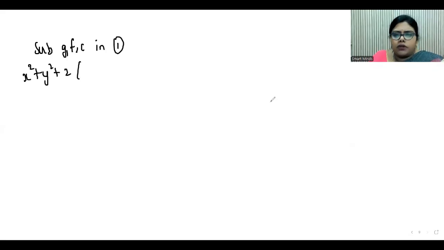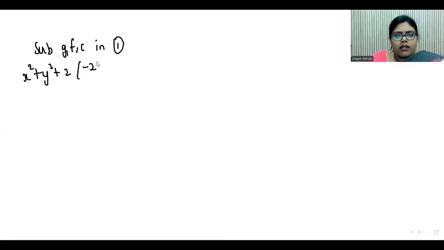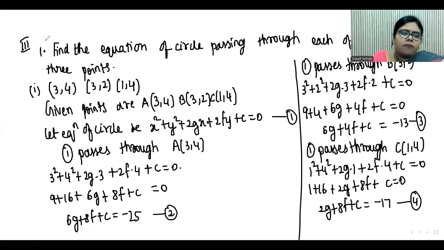Now substitute all the three values, that is the g, f, c values, in equation number 1. So x square plus y square plus 2 into, what is g? g is minus 2, f is minus 3. Minus 2 into x plus 2 into minus 3 into y. And what is c? c is 11 we got. So that is x square plus y square minus 4x minus 6y plus 11 equals to 0. This is the final answer and this is the most important LAQ.